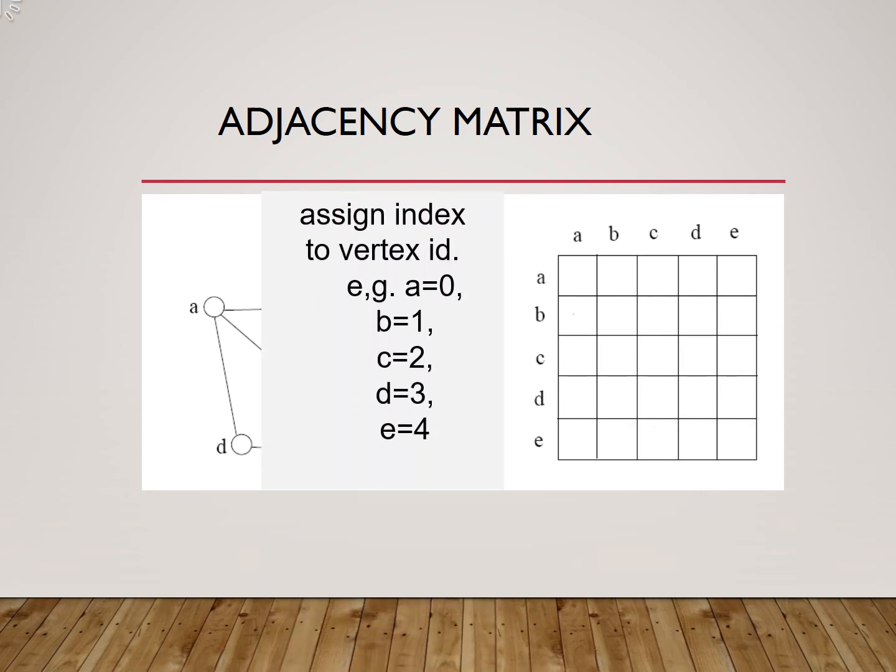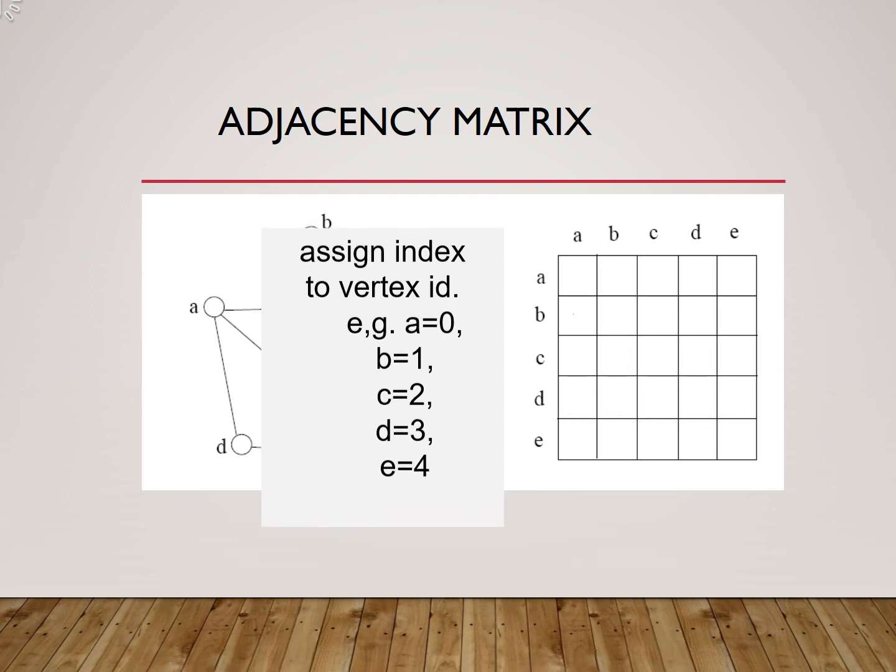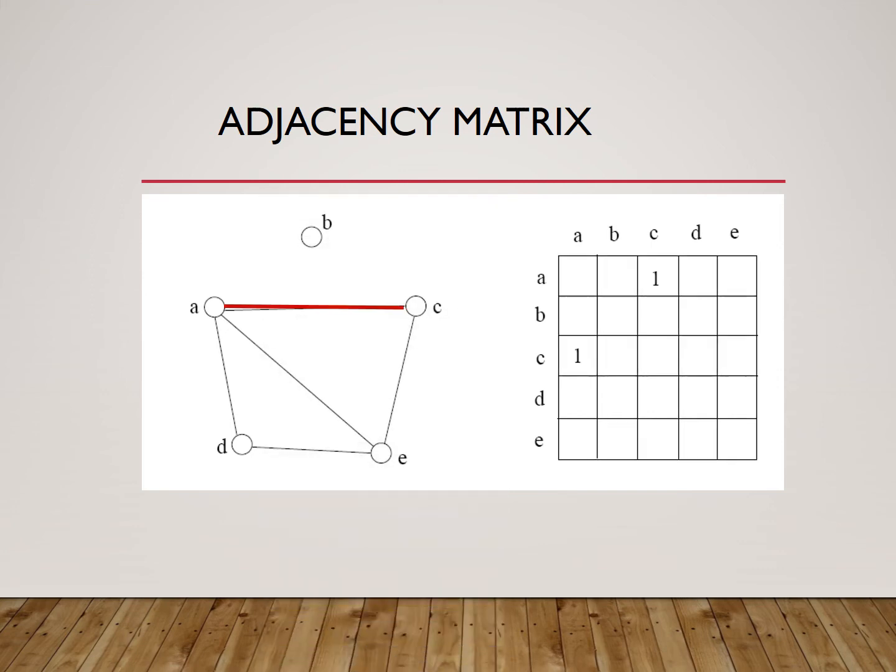By assigning the index value for each vertex ID, for the first edge that connects vertex A and vertex C, we can describe it as A is connected to C and C connected to A. And we'll do the same for all the other edges.